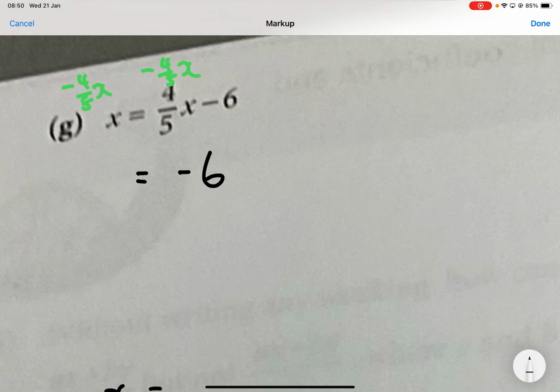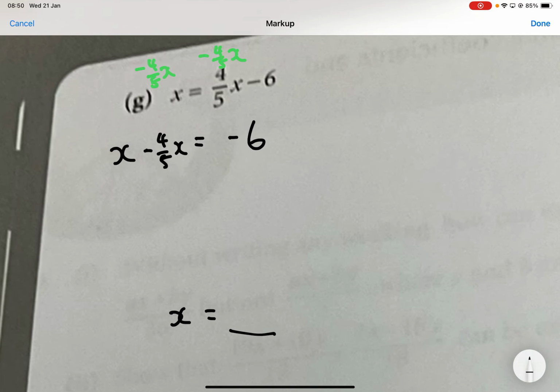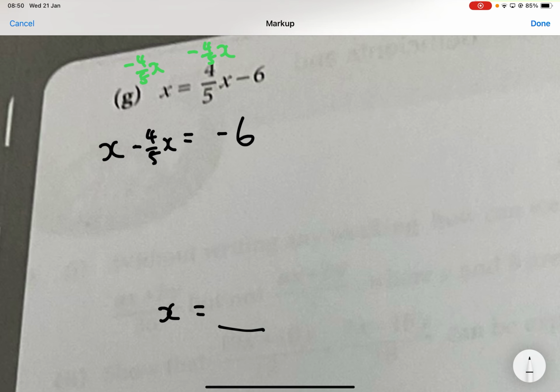But on my left, I originally have my x. This is my original x. But because I subtract this, here I also subtract. That's why now I have another 4/5x. Okay? So we did subtraction, addition of algebra at the 1.1.